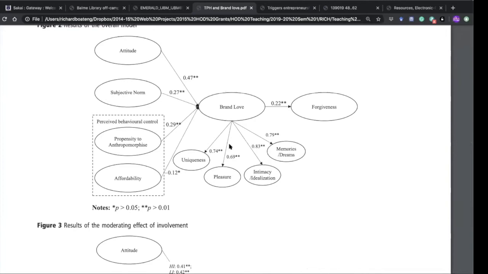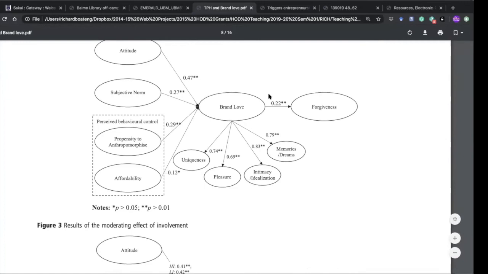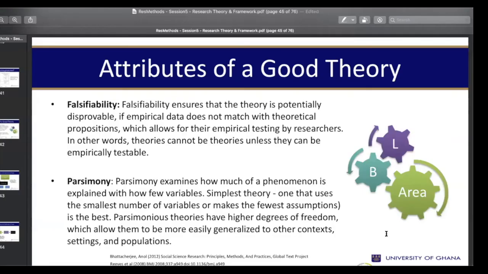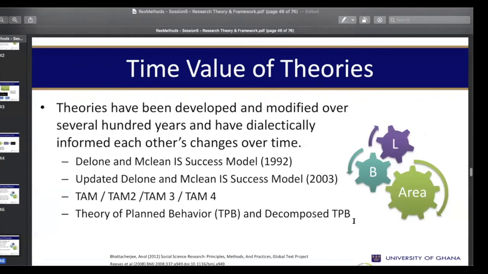What we are trying to emphasize here is that you should try to simplify the things you are trying to do when you are using theories, right? Simplify it, so that you can use fewer variables to explain what you are trying to do. Okay. Now, all theories have got a time value. It means that certain times can influence how theories are accepted or even used or challenged.